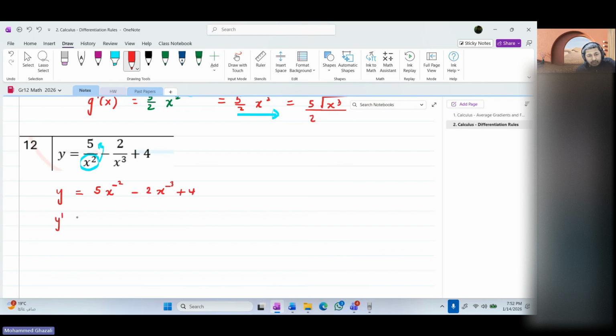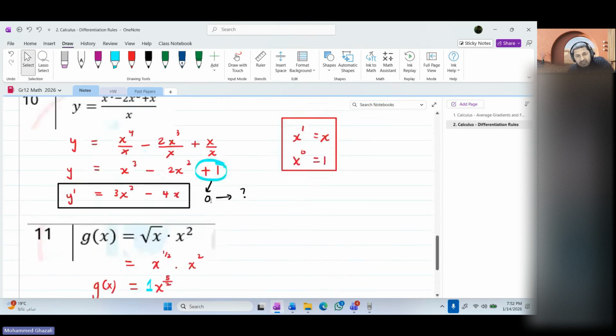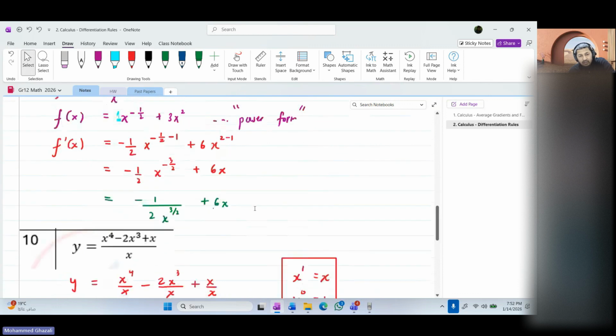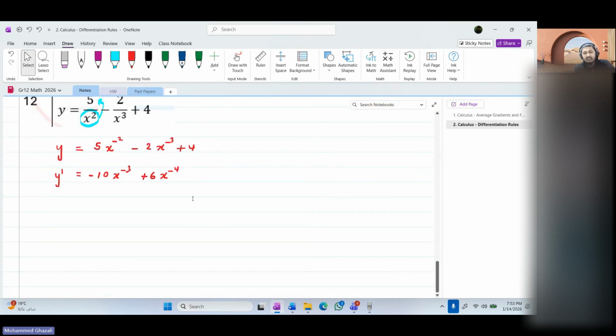Right, now let's find y prime, the derivative. 5 times negative 2 is negative 10. X to the power, take away 1 from minus 2, you get negative 3. Okay? Minus 2 times minus 3 is positive 6. X to the power, take away 1 from the power, which is negative 4. That's it. And the derivative of a constant is just 0. So no need to write 0 there, okay? I explained why the derivative of a constant is 0. Because a constant is just a line. It has no slope. That's why we can always ignore the constant when we're finding the derivative.